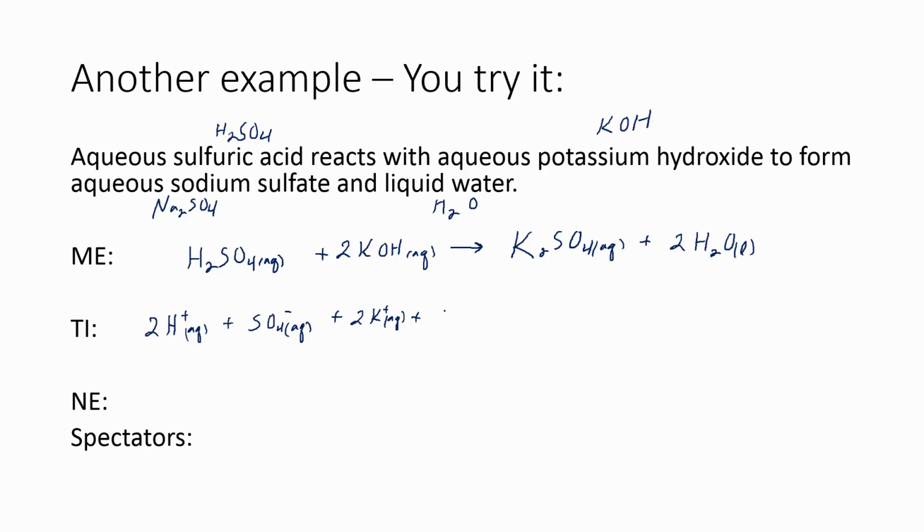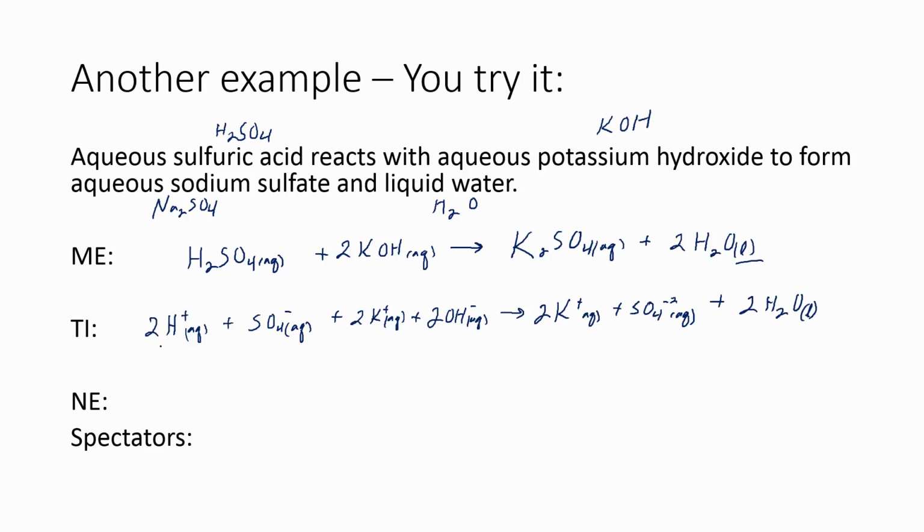2 potassiums and 2 hydroxides. Okay, this is aqueous, so 2 potassiums plus a sulfate. Okay, so this is a liquid. Pure liquids and solids do not come apart. So 2 liquid waters. And that's our total ionic equation.